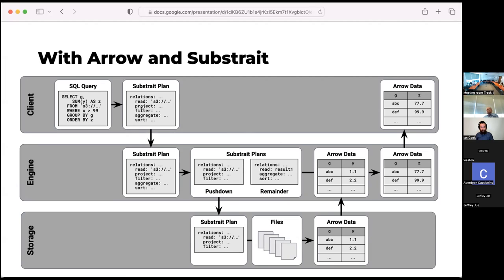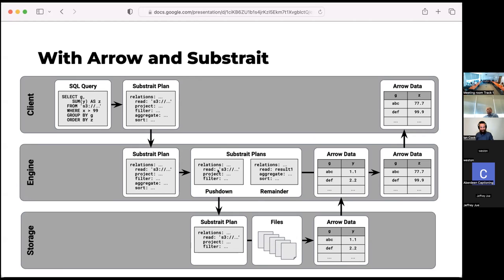So that Substrait plan gets sent to the engine. The engine reads it and converts it to its own query plan, which in many cases is trivial because it doesn't involve any parsing. It's just converting a plan structure to another plan structure. And then what the engine would do is identify in this plan if there's a piece of it that can actually be pushed down to a Substrait-consuming storage engine or a push-down capable storage system.